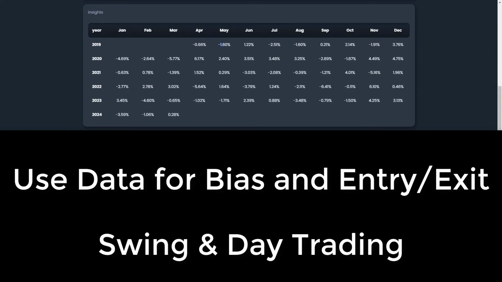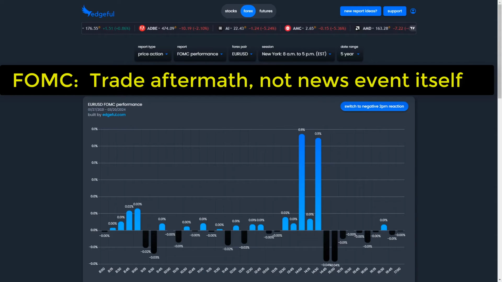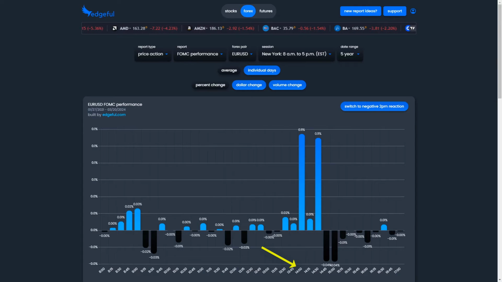If you're more of a day trader, you can use this information to form a bias or look for a reversal. The next report can help you make money on days when FOMC comes out. Obviously, I'd recommend closing all your trades before 2 p.m. and letting the market settle down for about 15 minutes. But if you have the right information, you can take advantage of it and make money for the remaining 2.5 hours. FOMC comes out at 2 p.m.